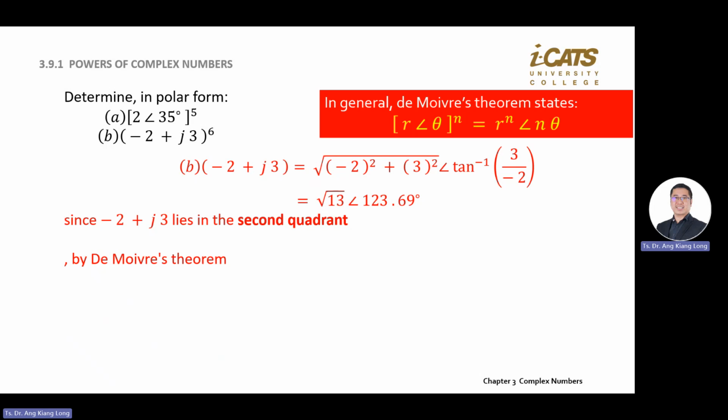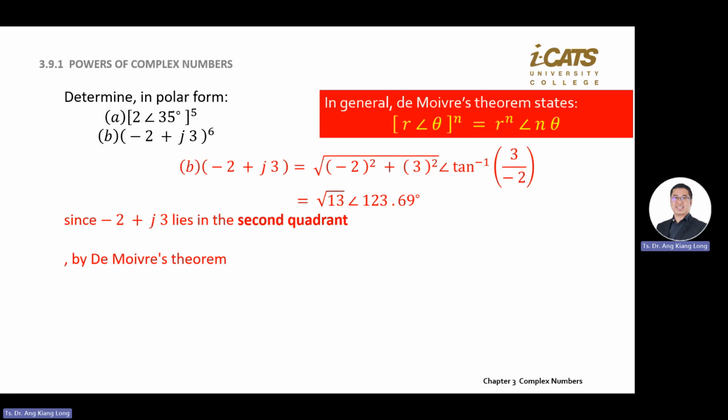So for De Moivre's theorem, you write the general equation: (R∠θ) to the power n equals R to the power n, and multiply the angle by n. So once you have the polar form, this is what? 13. If you change it into exponential form, it will be 13 to the power 1 over 2, in the index form. This one will equal 13 to the power 2.